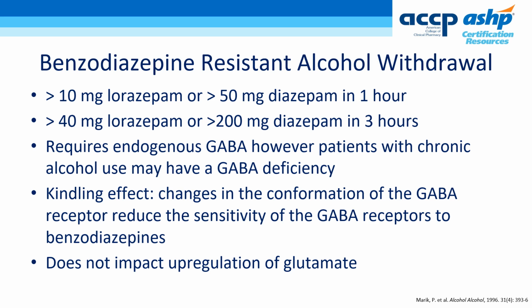The first is that benzodiazepines' pharmacologic effect depends on the presence of endogenous presynaptic GABA molecules, because benzodiazepines do not independently open the GABA channel. However, patients with chronic alcohol use disorder have less endogenous GABA. The second reason is that with chronic alcohol use, there is actually a conformational change to the GABA receptor, making it harder for GABA to bind.